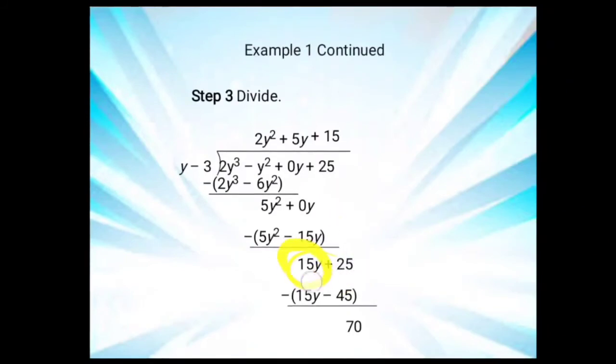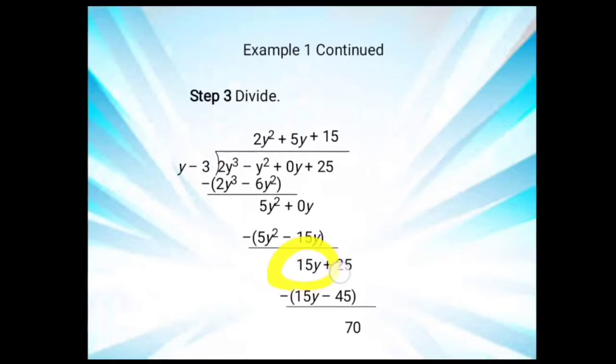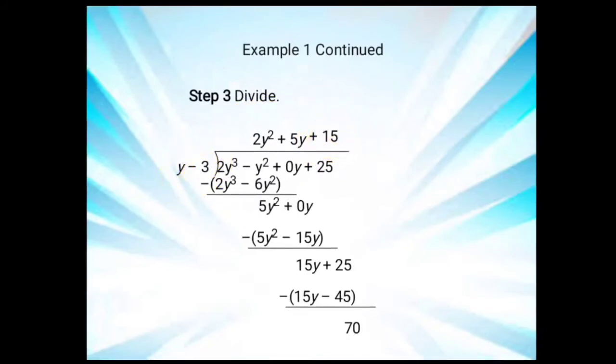Now, let's focus on how we are going to eliminate this by dividing it by the first term of the divisor. So 15y divided by y is 15. How? Because we subtracted the exponent of y, 1 minus 1 is 0. Therefore, 15y raised to 0 is 15. After that, let's multiply this by the divisor. So 15 times y is 15y. Then 15 times negative 3 is negative 45.